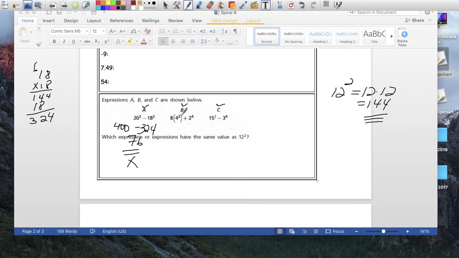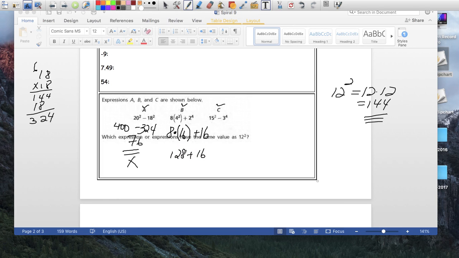Next one, 8 times 4 to the second power plus 2 to the fourth. If you remember your order of operations, parentheses first, exponent second, multiplication and division, and then addition or subtraction. So here, it's 8 times, remember that parentheses means multiplication, so I'm not going to multiply yet. Just let me find out what 4 to the second power is, which is 16. Plus 2 to the fourth is 2, 4, 8, 16. Now I'm going to do the multiplication. 8 times 16, 8 times 6 is 48. Carry the 4. 8 times 1 is 8, plus 4 is 12, so 128.